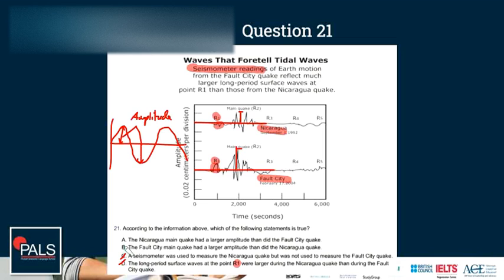That means we can cross out A. Nicaragua didn't have a larger amplitude, so the correct answer is B. The Salt City quake had a larger amplitude.